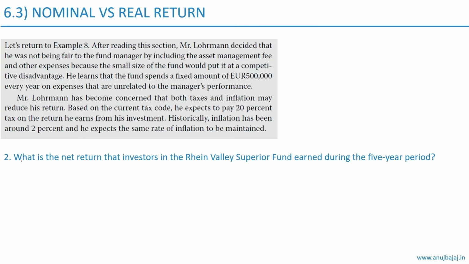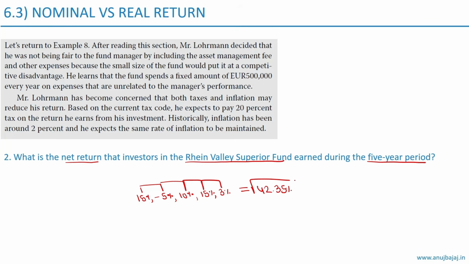The second question is, what is the net return that investors in the Green Valley Superior Fund earned during the 5-year period? The net return for the first year is 15%. For the second year, it is negative 5%, then 10%, 15%, and for the fifth year, the net return is 3%. So you take 1 plus year 1's return, multiply it by 1 plus year 2's return, and so on. It is the same as the holding period return. You get 42.35%, and this is your holding period return or the net return.